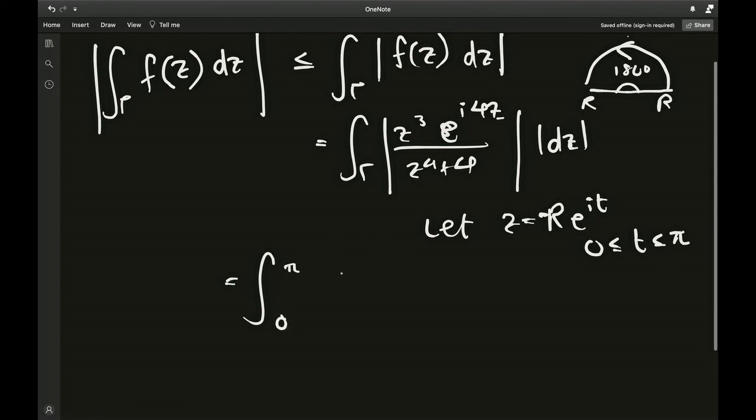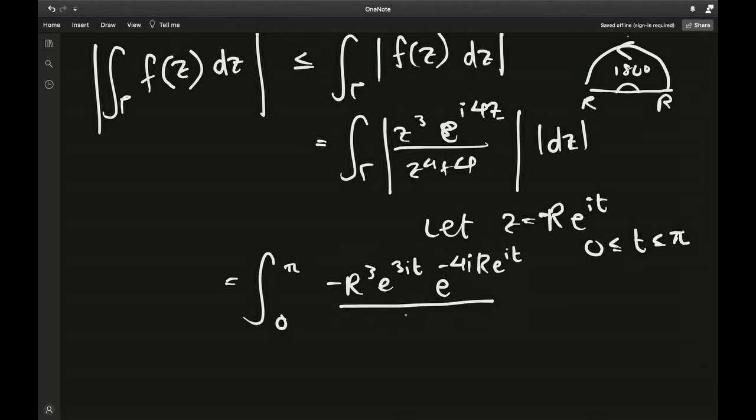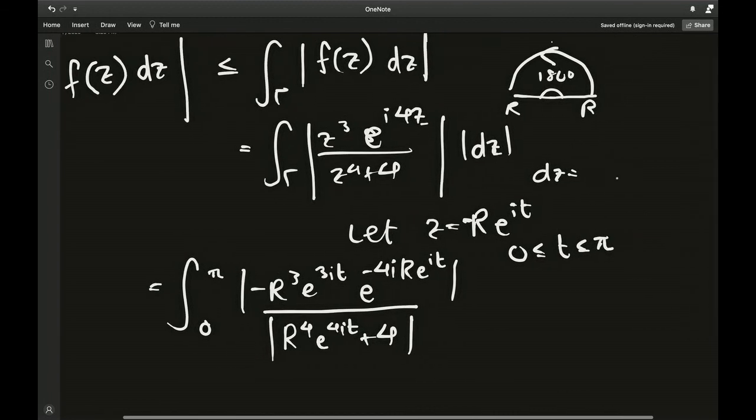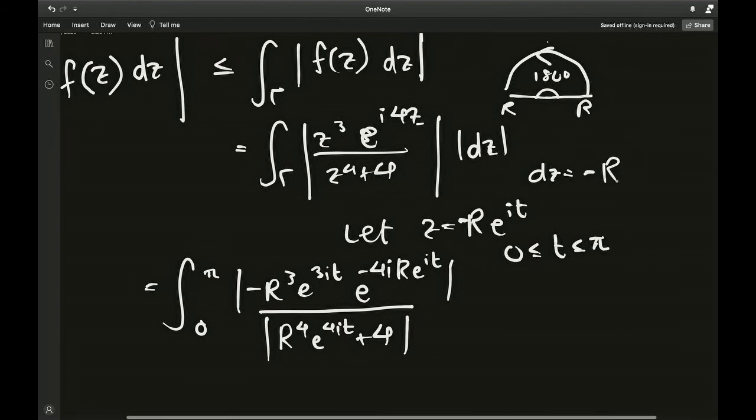Then we have a negative r cubed, which is negative r cubed e to the 3it, e to the negative 4i r e to the it, divided by r to the 4 e to the 4it plus 4. Everything is in mods, don't forget that. And dz is negative r i e to the it dt.